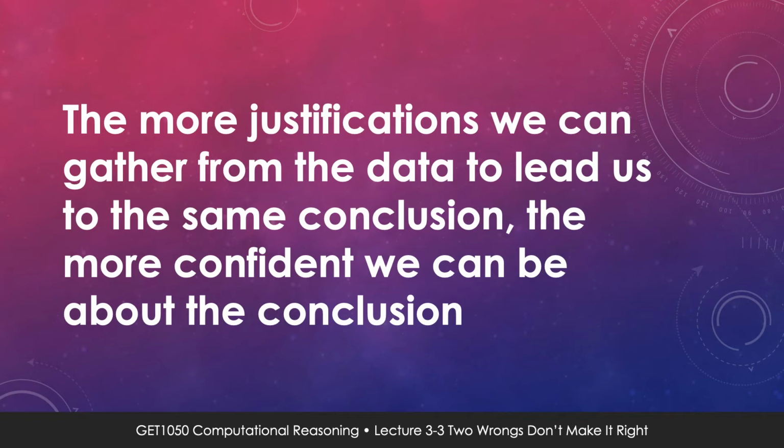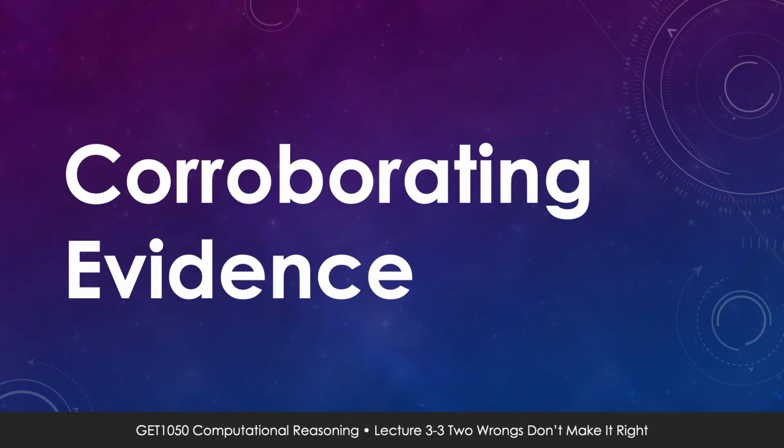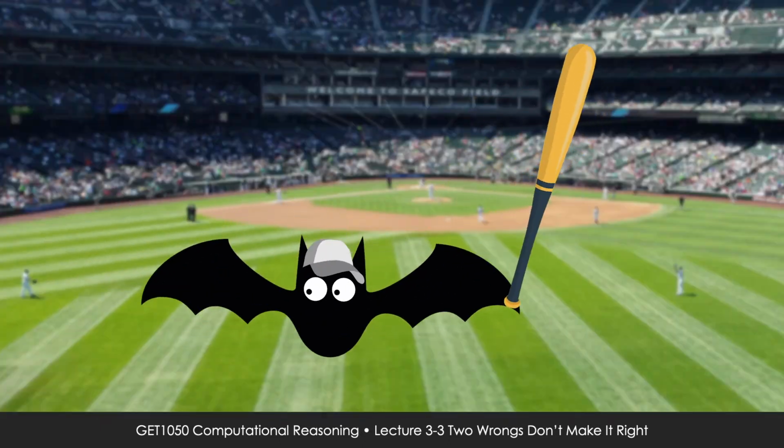So what's the moral of the story? The more justifications we can gather from the data that lead us to the same conclusion, the more confident we are about the conclusion. This process is known as corroborating evidence. That's a bit of a mouthful. Corroborating evidence, or the corroboration of evidence. Alright, so we have ruled out the table lamp. We're now left with the baseball bat and the hammer.